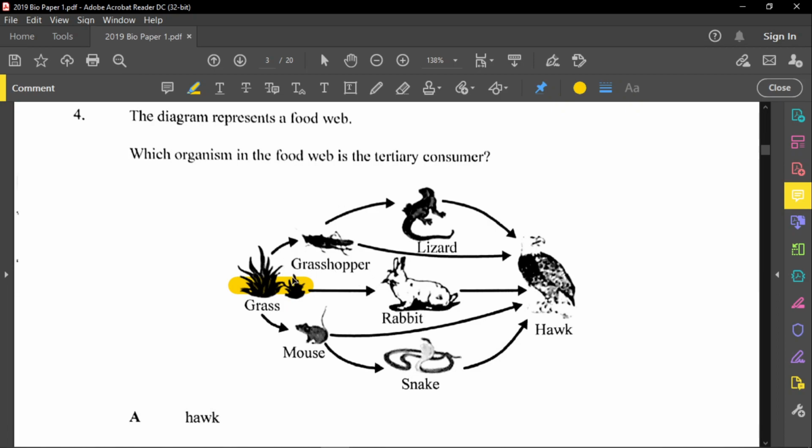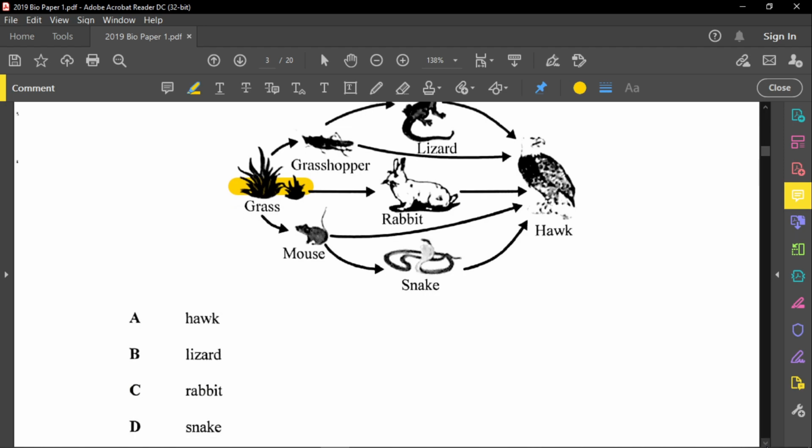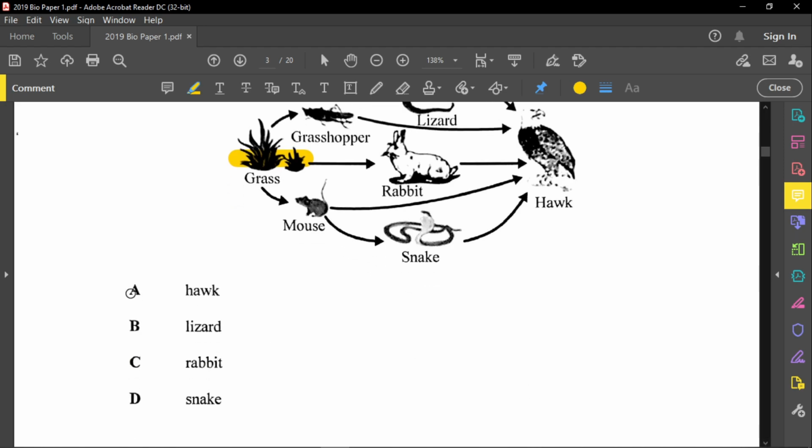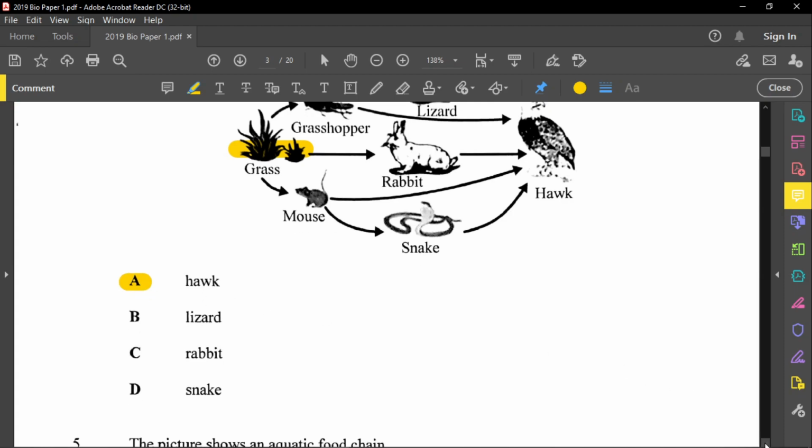Going across from the grass as well, going to the rabbit, the rabbit will be primary and the hawk would be secondary if you go this way. So depending on the route you're taking, the hawk is the only one actually getting the position of a tertiary consumer. You could have grass, then the mouse, then a snake, and then the hawk. So in 2 ways there, we notice the hawk is the tertiary, so the hawk will be the correct answer here. All right, so let's go to the next question.